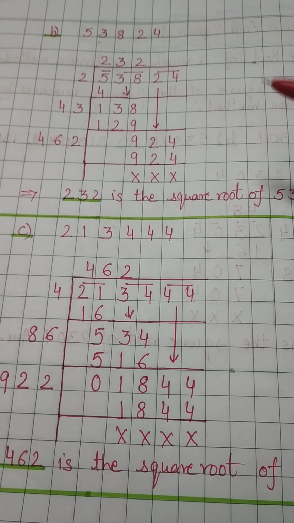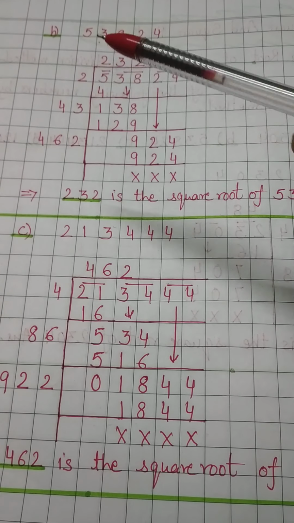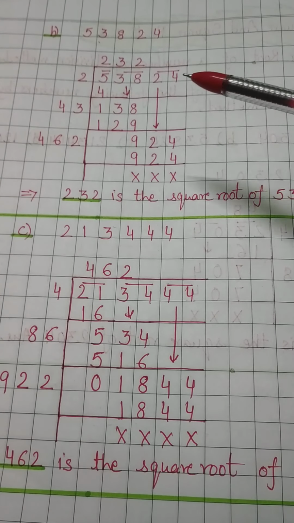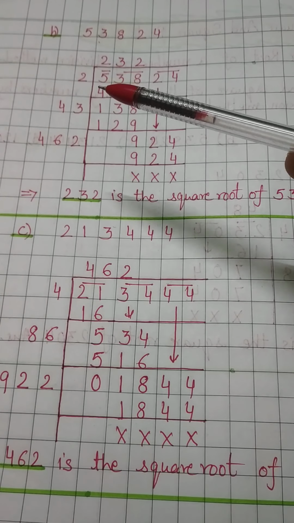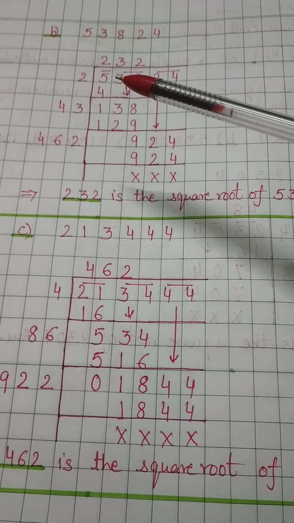See, the next question is this, 53824. So we will write like this. We will make a line, and here also we will make pairs from the right hand side. This one 24, 38 and 5. So we will think for 5. Is 5 a perfect square number? No. So we will go for 2 2s are 4, because 3 3s are 9, and 9 is greater. So after subtraction we will write 1 here and take down this 38, and here 2 plus 2 we will write 4.